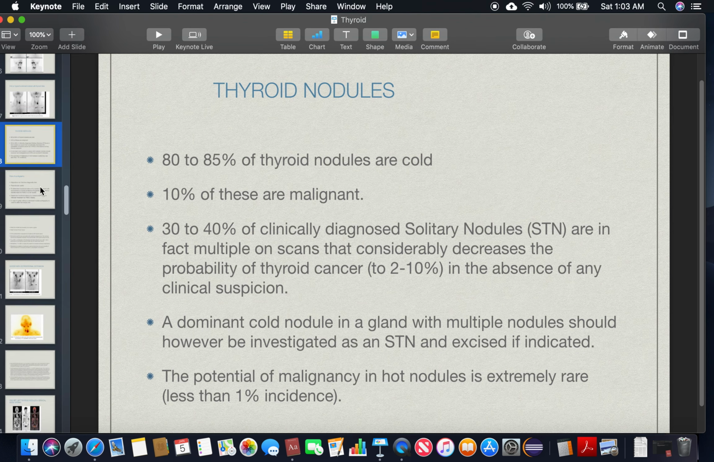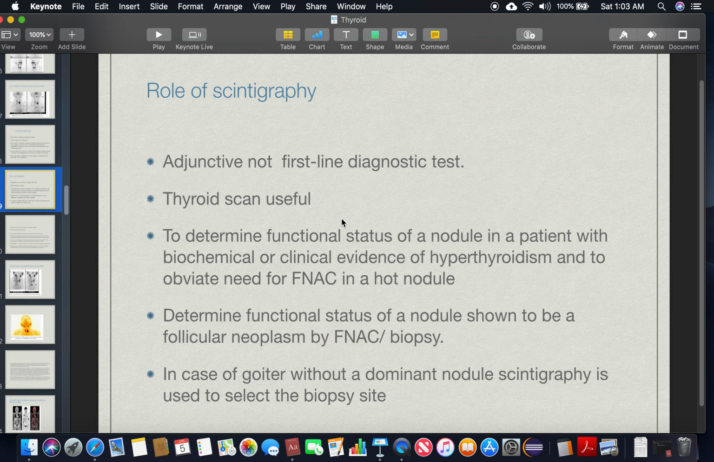Typically, by definition, a hard nodule is a benign lesion unless proven otherwise, which we normally don't biopsy. Scintigraphy has an adjunctive role, and you can use scintigraphy to determine the functional status of a nodule in a patient with biochemical or clinical evidence of hyperthyroidism, and there may be no need to do FNAC in a hard nodule. So you can determine the functional status of a nodule, whether it is a follicular neoplasm, by FNAC and biopsy.